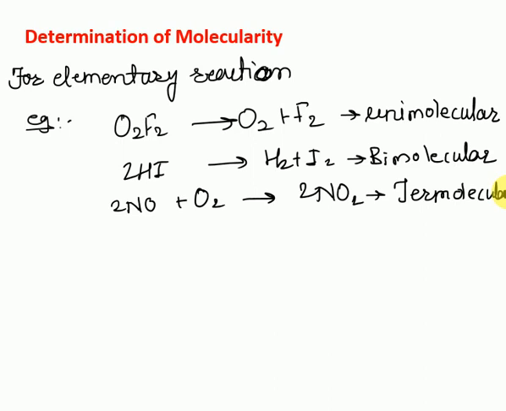Now this is an elementary reaction, that's why it is easy to calculate the molecularity, unimolecular, bimolecular or termolecular. But in case of a complex reaction, that is a multi-step reaction, the atoms, molecules or ions participating in the rate determining step decide the molecularity. Among the many steps in the complex reaction, the slowest step is the rate determining step.